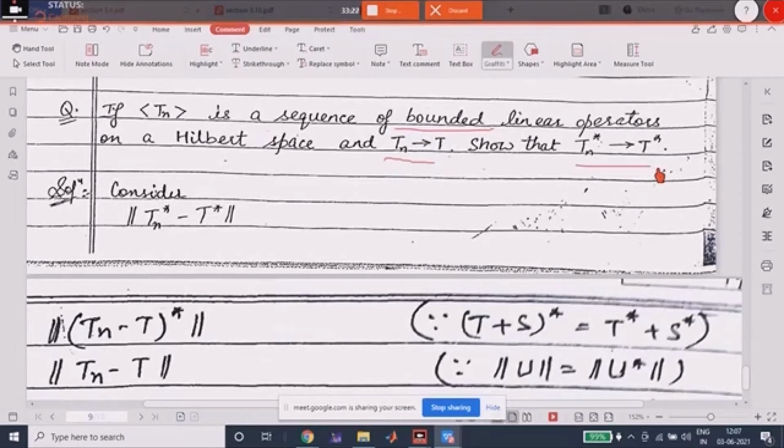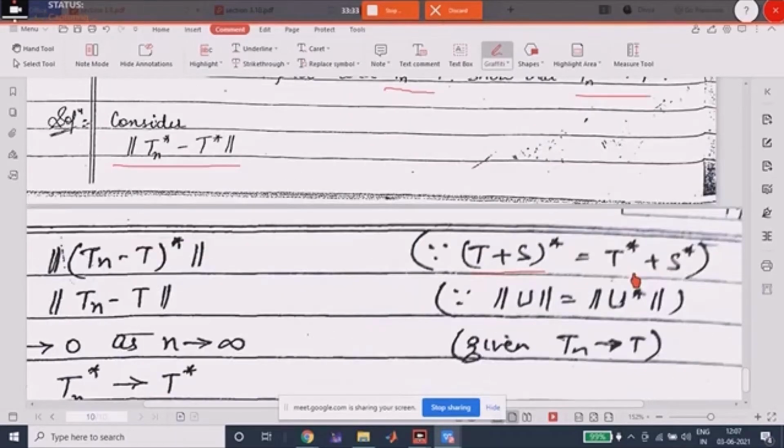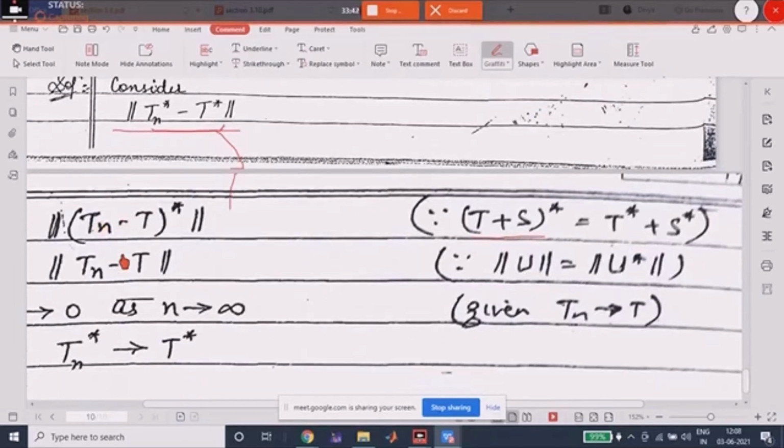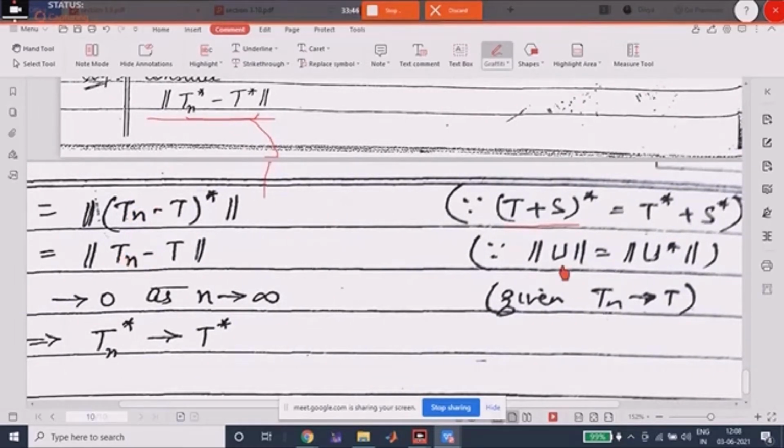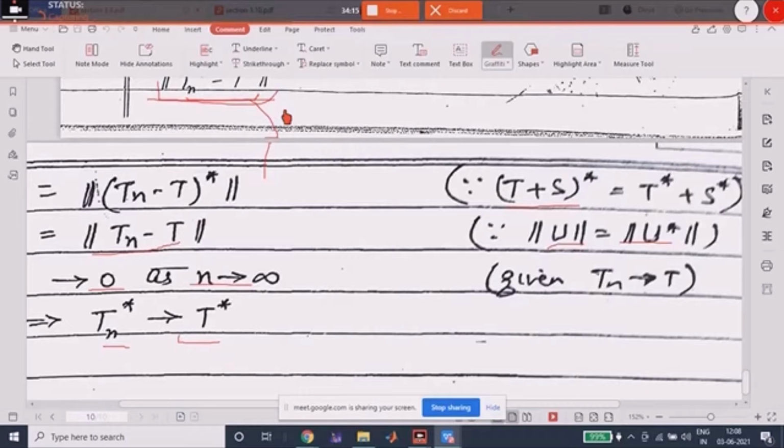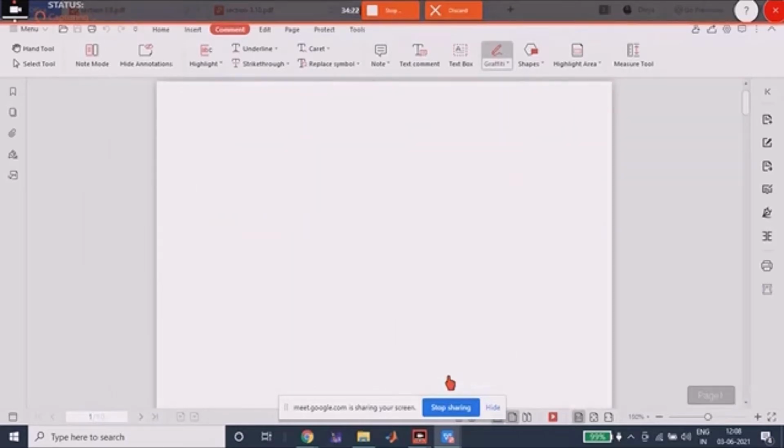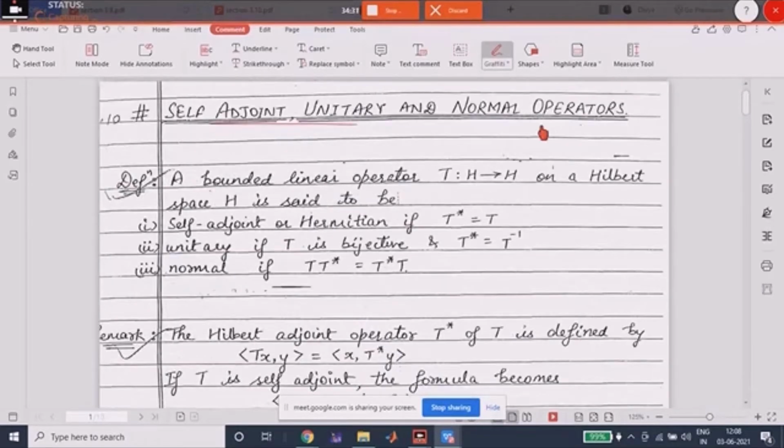Okay. Next, the question is: we are given Tn is a sequence of bounded linear operators on a Hilbert space and it converges to T. We have to show that the adjoint converges to the adjoint of T. For that we consider Tn star minus T star, and that would be equal to, since the adjoint is additive over summation, the norm of Tn minus T star. Since the norm of T is equal to the norm of T star, that would be equal to the norm of Tn minus T. Since Tn converges to T as n tends to infinity, we have Tn star converges to T star.